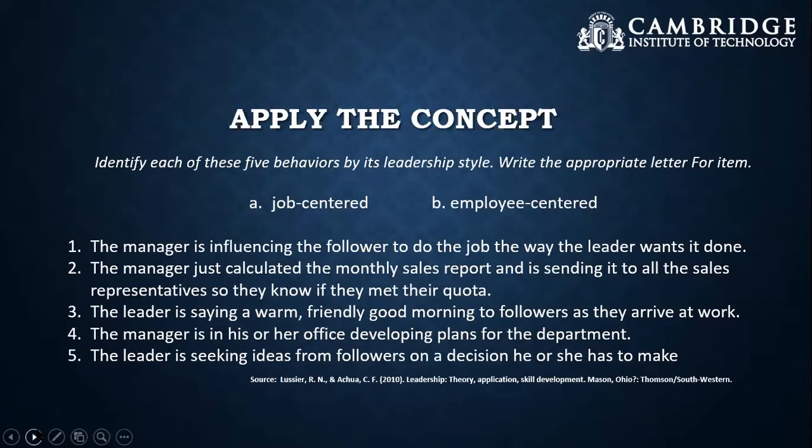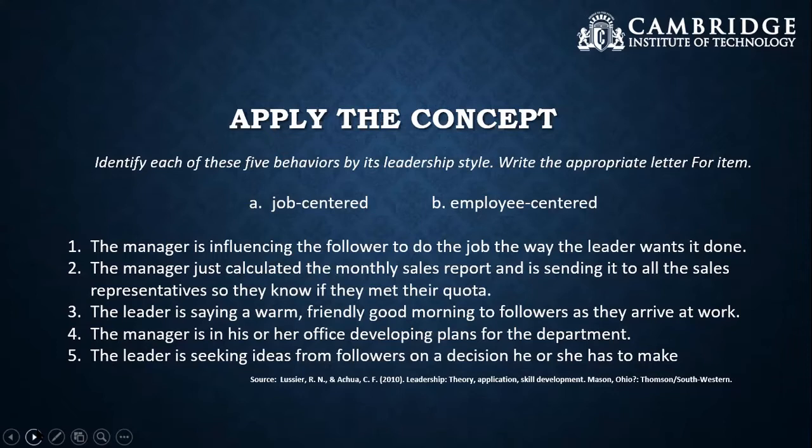The first statement is the manager is influencing the follower to do the job in the way the leader wants it done. This is quite obvious that it is job-centered because here the manager clearly defines what has to be done and is trying to influence the follower. The second one, the manager just calculated the monthly sales report and is sending it to all the sales representatives so they know if they met their quota. Again, this is job-centered because here the ultimate goal of achieving the sales target is shared with the team.